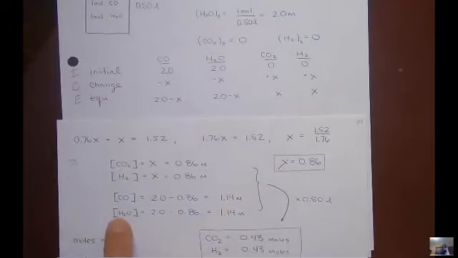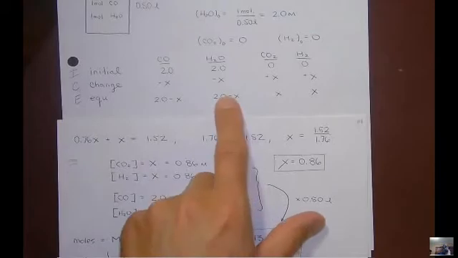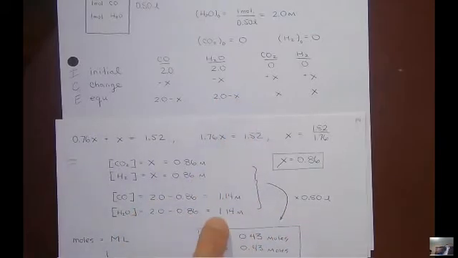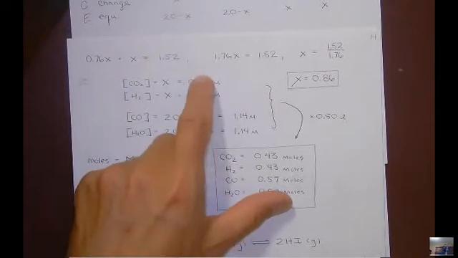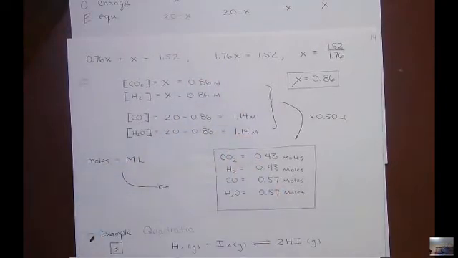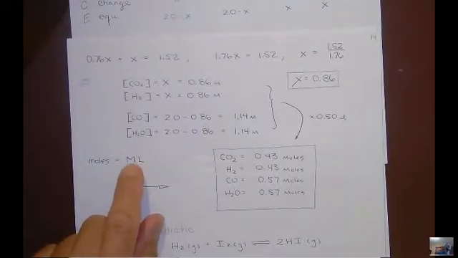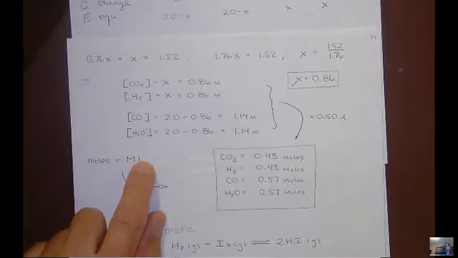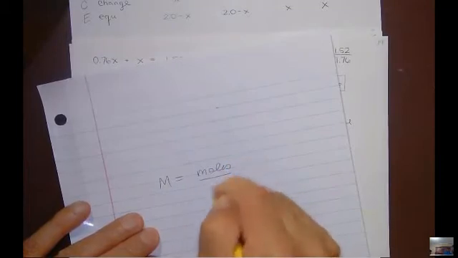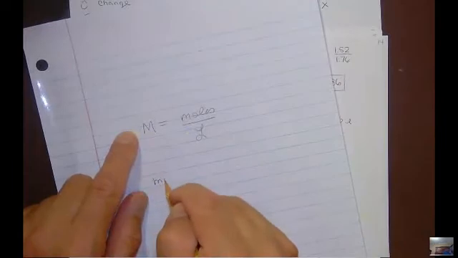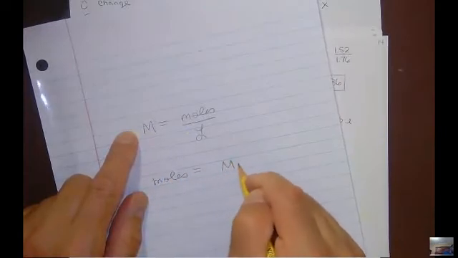What's the concentration at equilibrium of water vapor? 2 minus 0.86 gives me 1.14. So those are the 4 equilibrium concentrations. 1, 2, 3, 4. If anybody asked you how many moles you have, the number of moles is going to be the molarity times the liters. Because what's the definition of molarity? Molarity is moles per liter. So anytime I want to know how many moles I have, I can just cross multiply. And moles is equal to molarity times liters.